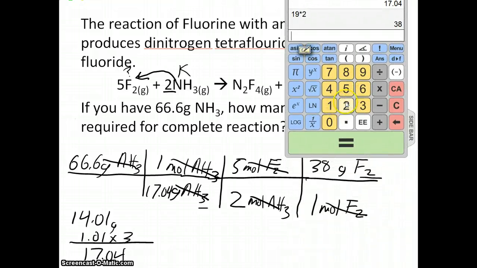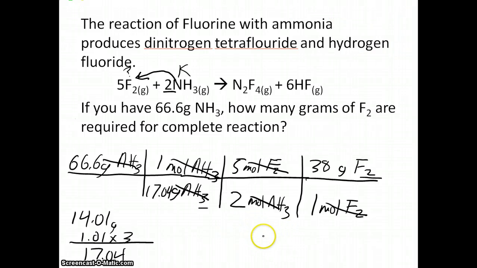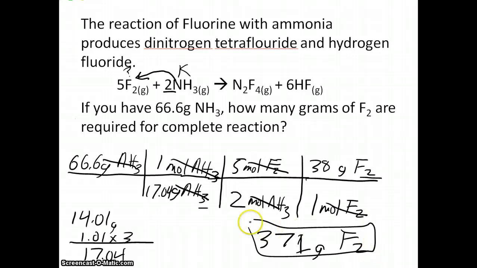We've got 66.6 divided by 17.04 times 5 divided by 2 times 38, and that equals 371. With sig figs it just comes out to 371. So for this we need 371 grams of F2. Okay? That's our second problem.